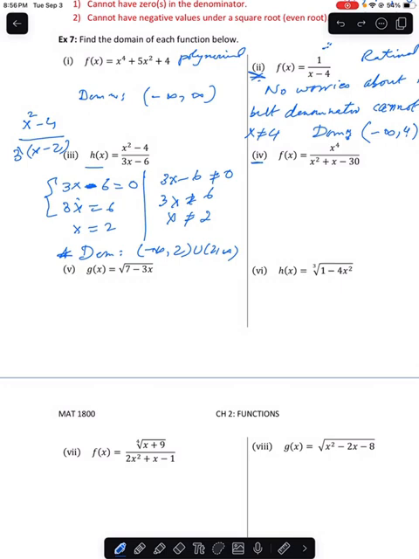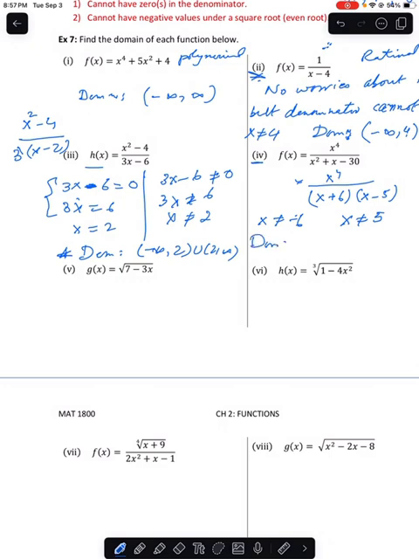In the top we have x to the 4, which is a polynomial, so we don't care about that. But at the bottom we factor. When I factor, I'm getting x plus 6 and x minus 5. So what does that mean? That x is not equal to negative 6 and x is not equal to 5. So how do I write the domain now?